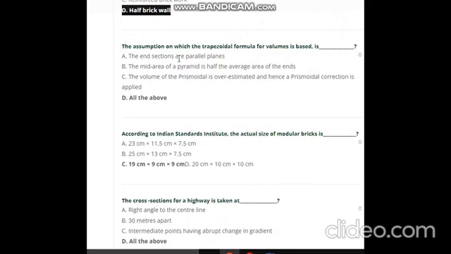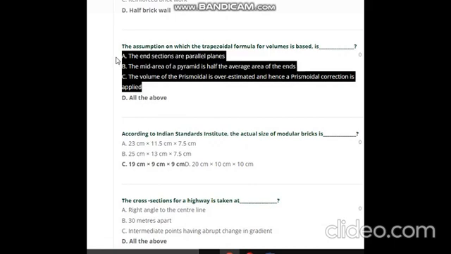The assumptions on which the trapezoidal formula for volume is based are all of the above. The end sections are parallel planes. The mid area of a pyramid is half the average area of the ends. The volume of a prismoid is overestimated, and hence a prismoidal correction is applied.